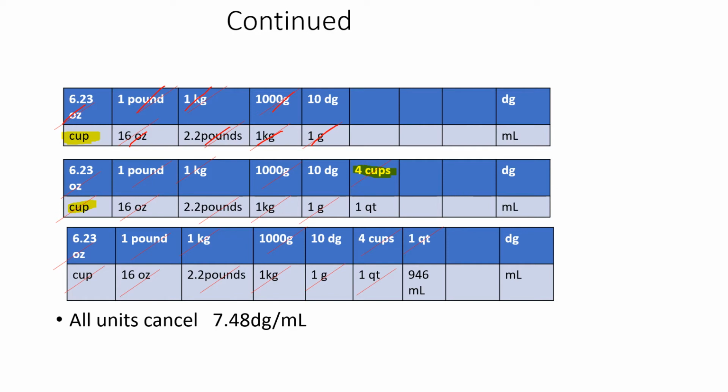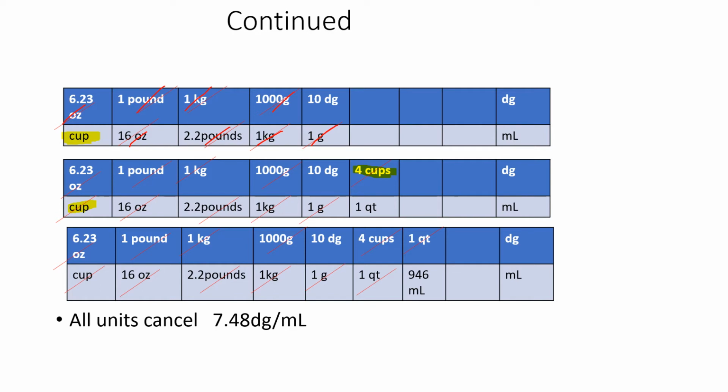Our cups are still going to cancel. It doesn't matter if they're far apart. There's still 1 in the numerator, 1 in the denominator. Therefore, since we started in the denominator, if I want to cancel, it had better go in the numerator. So I'm going to put the cups part in the numerator, the quarts part in the denominator. And again, we're now going to be able to cancel.